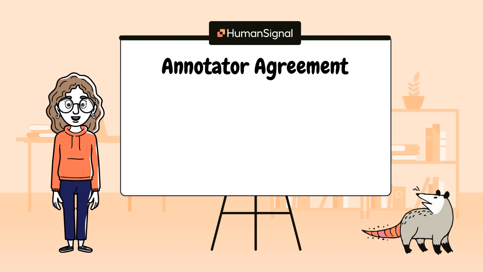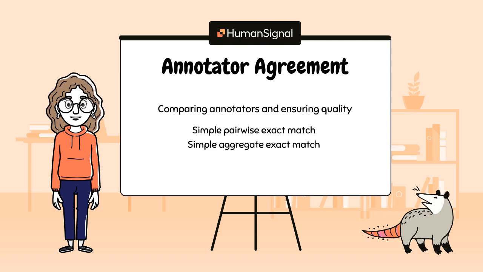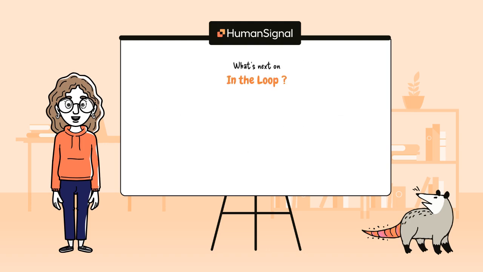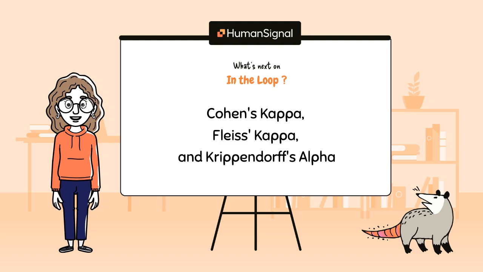Annotator agreement metrics can help us understand how our humans compare to each other. This helps us ensure that we get reliable, high-quality data from our humans that can be used to train or evaluate our models. This week, we covered simple exact match agreement in both pairwise and aggregate forms. These metrics, however, don't account for random chance. Next time, we'll talk about some more statistical metrics that you might use to take this chance into account, such as Cohen's kappa or Krippendorff's alpha.